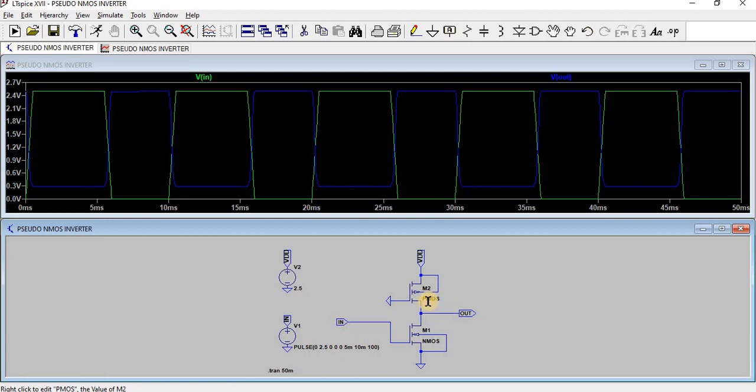Usually in static circuit design, the PMOS W/L ratio will be much higher than the NMOS, due to the very low mobility of the PMOS. But in the pseudo NMOS inverter, the W/L ratio of the NMOS should always be higher than the PMOS. That's the basic condition here. Thank you for watching the pseudo NMOS inverter.